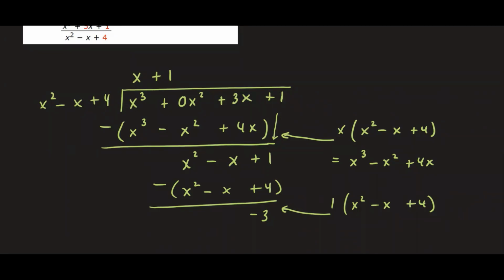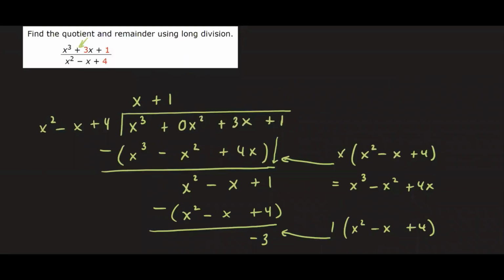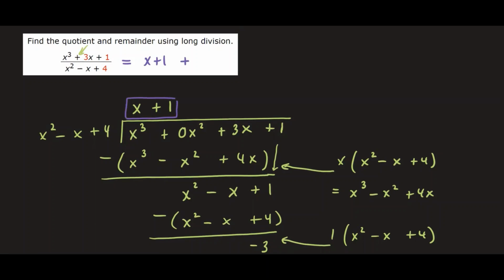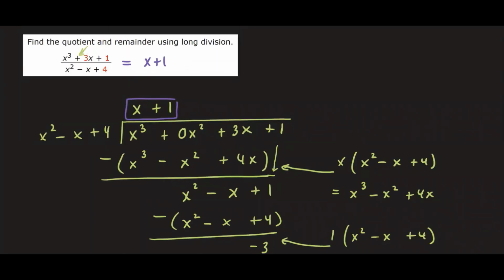So we have our quotient and remainder. So let me go ahead and write that out for you. So this polynomial is equal to the quotient, which is this piece right here, x plus 1, plus the remainder, which is negative 3. So instead of putting plus, I'm actually just going to go ahead and put minus, because it's just a negative 3, all over the divisor, which is x squared minus x plus 4. So there you have your answer written in this form.